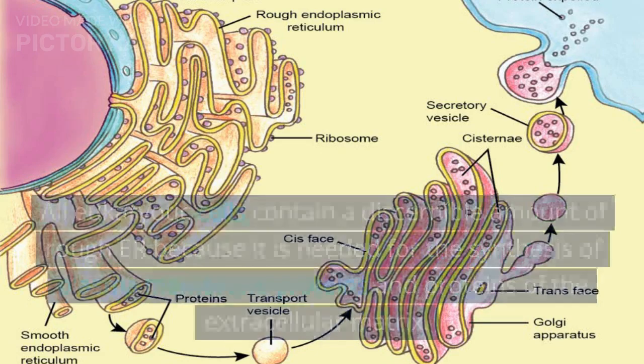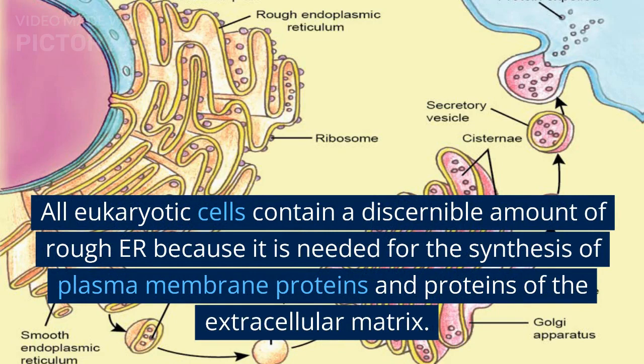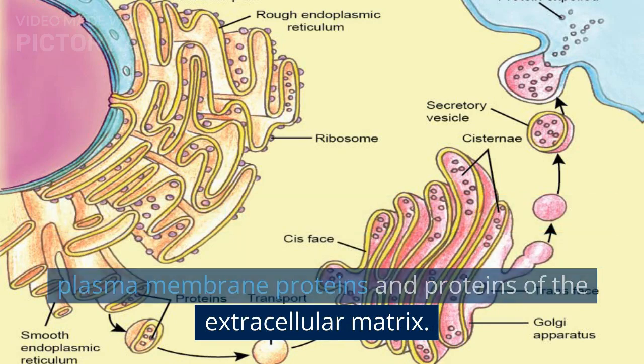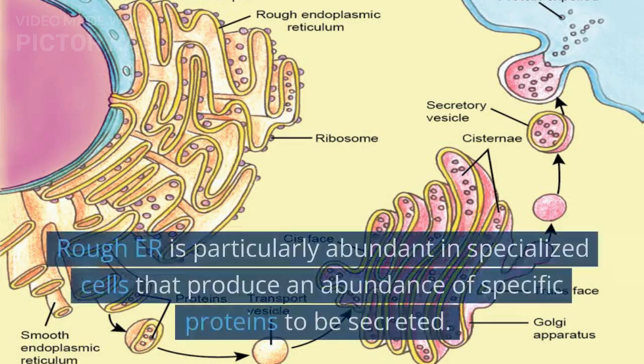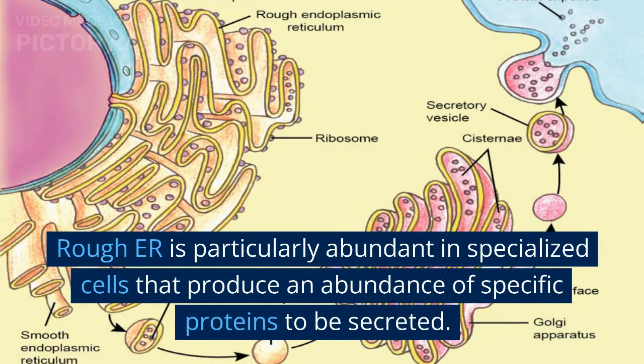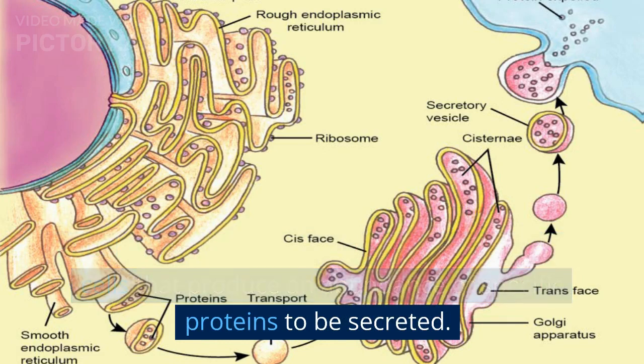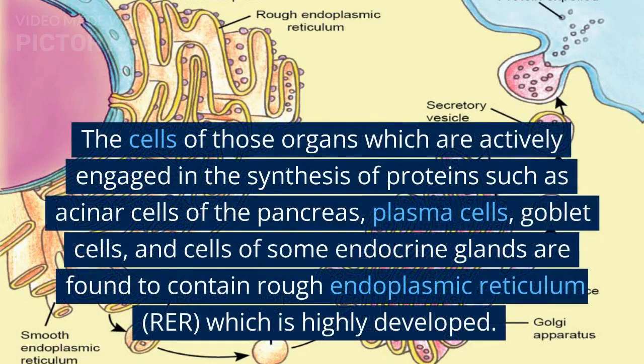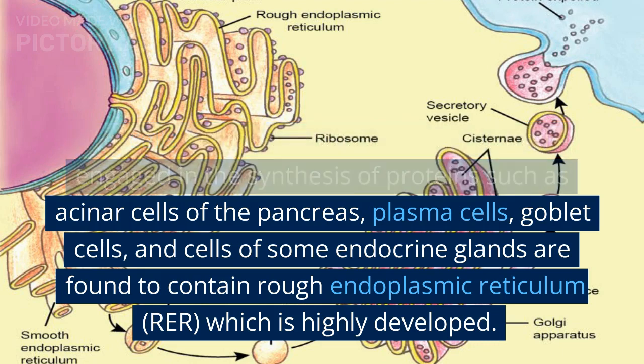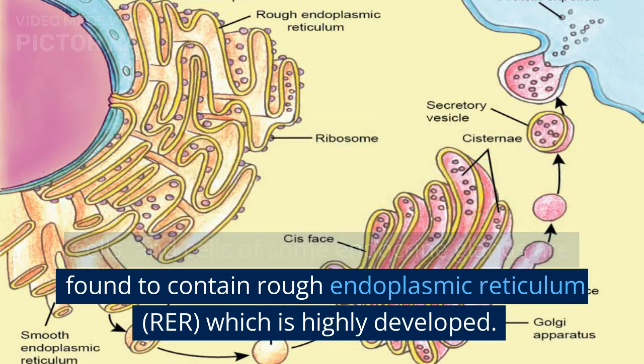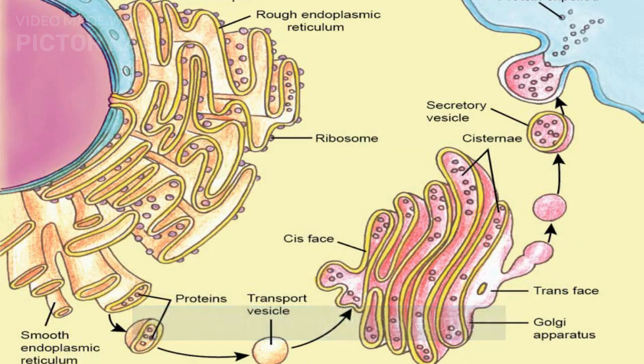of the organelle. All eukaryotic cells contain a discernible amount of rough ER because it is needed for the synthesis of plasma membrane proteins and proteins of the extracellular matrix. Rough ER is particularly abundant in specialized cells that produce an abundance of specific proteins to be secreted. The cells of those organs which are actively engaged in the synthesis of proteins, such as acinar cells of the pancreas, plasma cells, goblet cells, and cells of some endocrine glands, are found to contain rough endoplasmic reticulum, RER, which is highly developed.